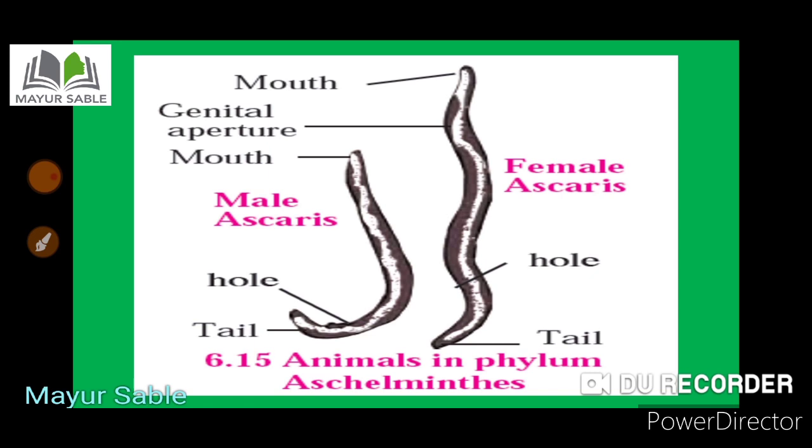So they possess organs like the mouth, then the genital aperture in the female, and the hole and the tail. And in the male Ascaris, the mouth, hole and the tail. So in this manner we studied the phylum Aschelminthes. There are some more examples, that is the filarial worm, Loa loa. It is nothing but the eye worm of the phylum Aschelminthes.